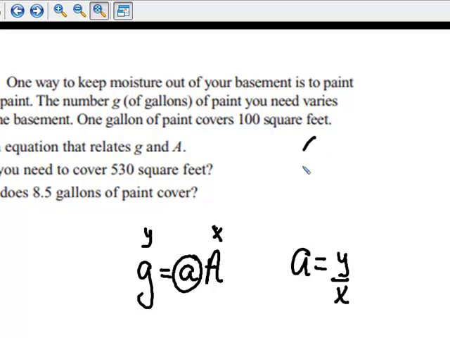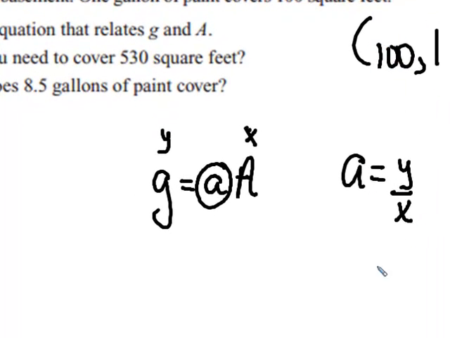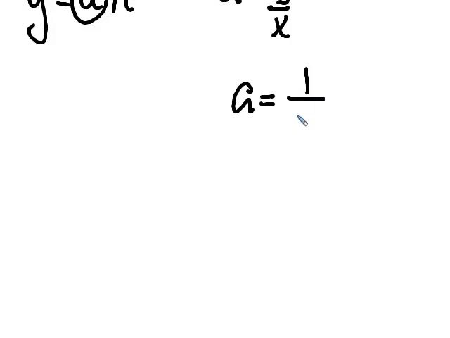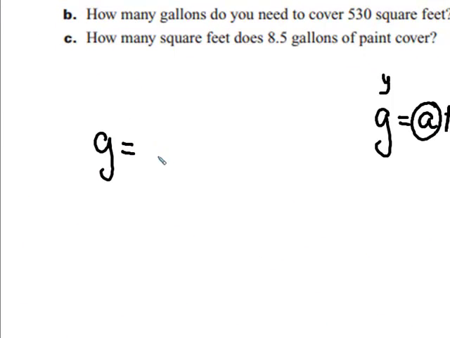And if I look at this, I can get a point from here. I have 1 gallon, which is my y, and my area is 100 square feet, so there's my x. So my a value is 1 over 100, and it's just easier for us to write that as a decimal, so 1/100th. So my equation is gallons equals 1/100th times the area. So there's part A. I had to figure out my constant of variation first.